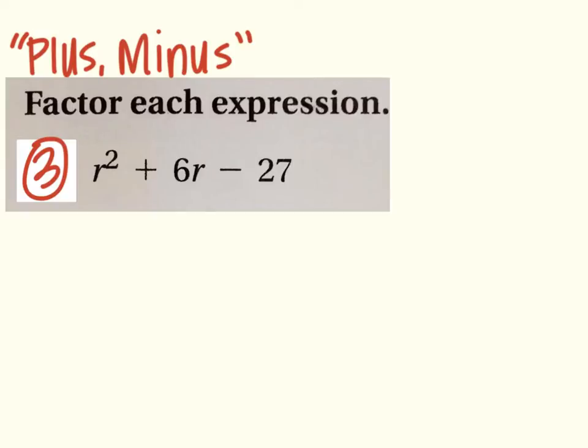Let's do another plus minus. So you're going to do two sets of parentheses. Of course, if the last number is minus, they're going to be different. What multiplies to give you 27 but adds to give you 6? One has to be negative, and it's going to be the smaller number, because you know the middle number determines what the bigger number is going to be.